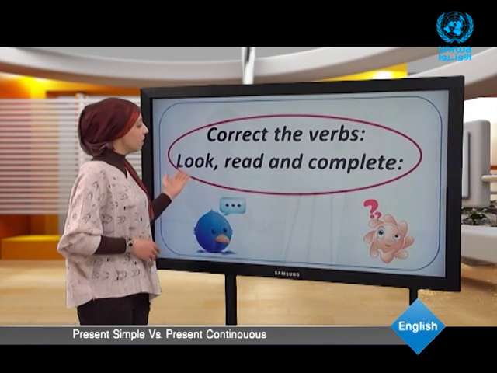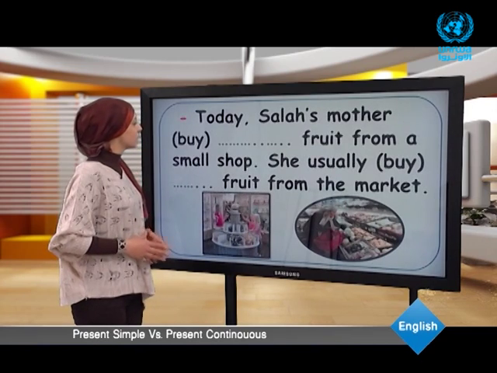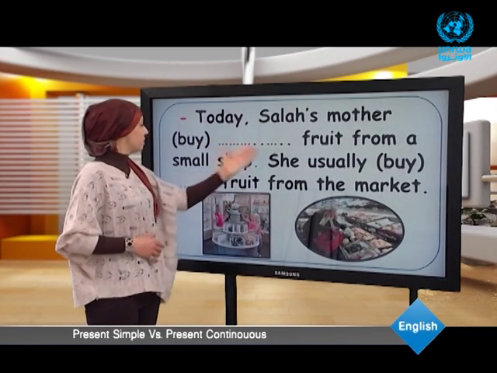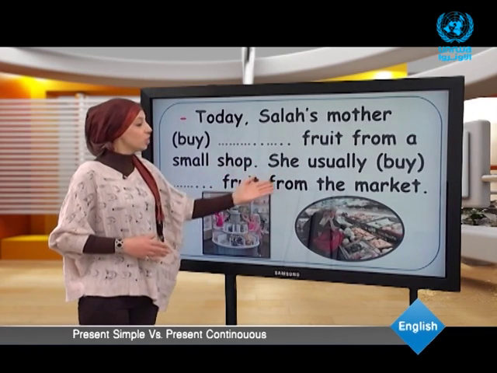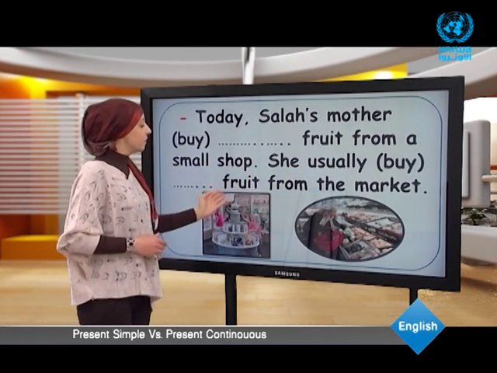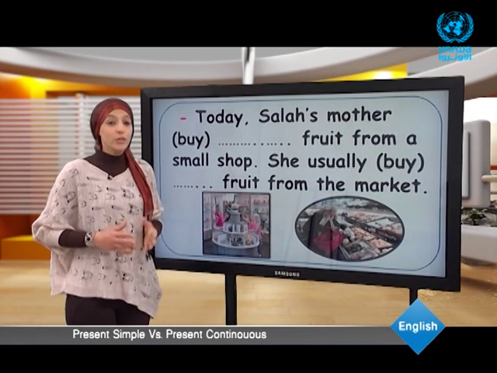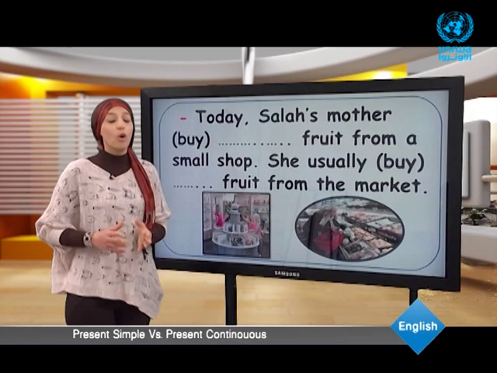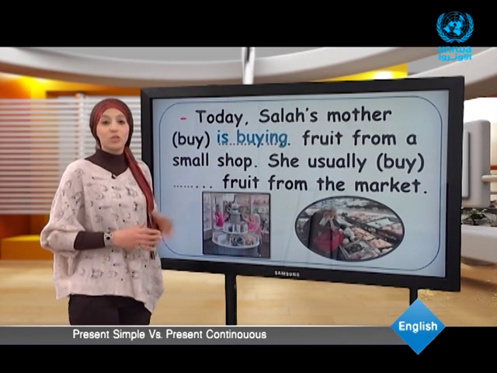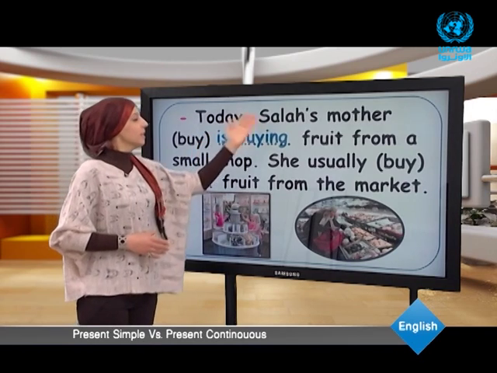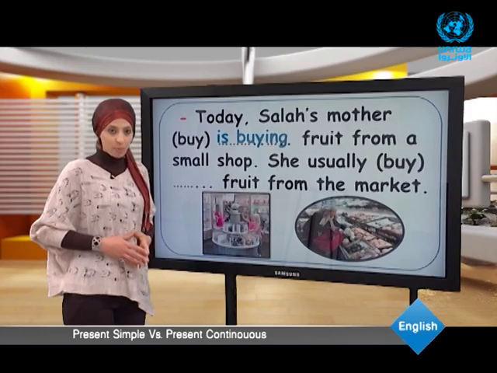Correct the verbs. Look, read, and complete. The first one. Today, Salah's mother buy fruit from a small shop. She usually buy fruit from the market. Now the first verb. Will you use the present simple or the present continuous? Yes, very good. The present continuous. Today, Salah's mother is buying fruit from a small shop.